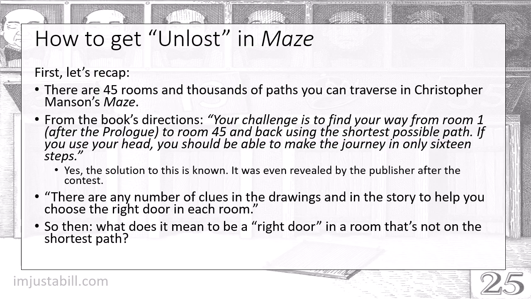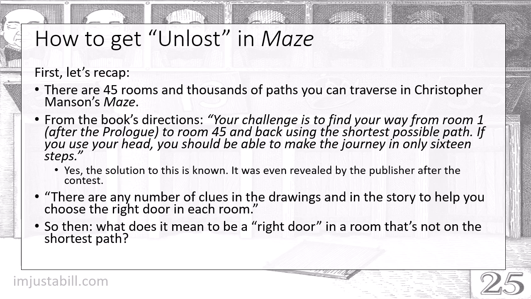Well, let's give a recap first. There are 45 rooms in Maze, and of course, thousands of paths between them. You can travel all around in many different ways. From the book's directions, quote, "Your challenge is to find your way from room 1, after the prologue, to room 45 and back, using the shortest possible path. If you use your head, you should be able to make the journey in only 16 steps." Yes, the solution to this is known. It was revealed by the publisher after the contest.